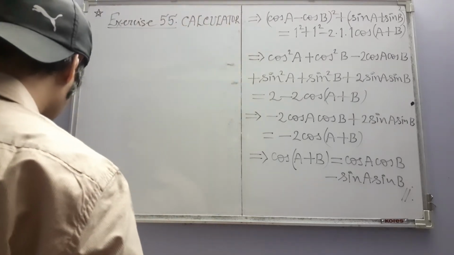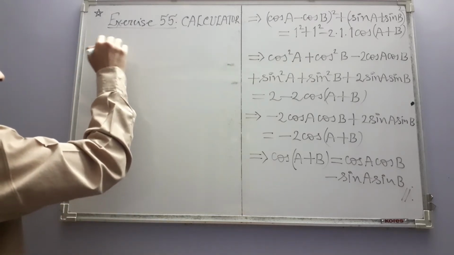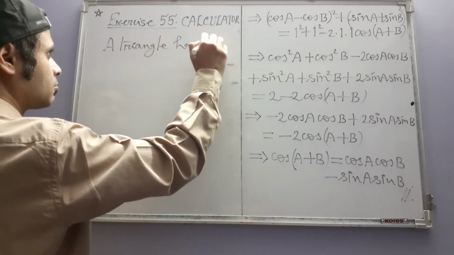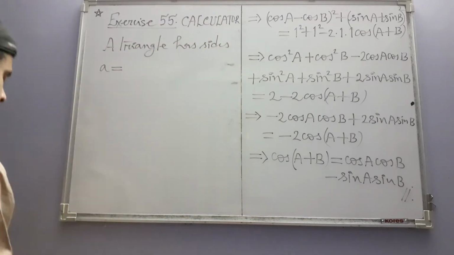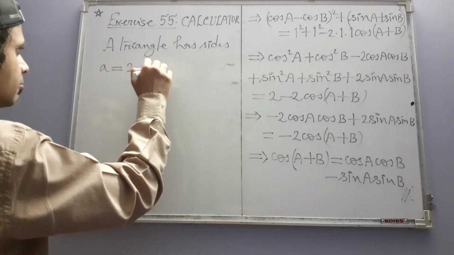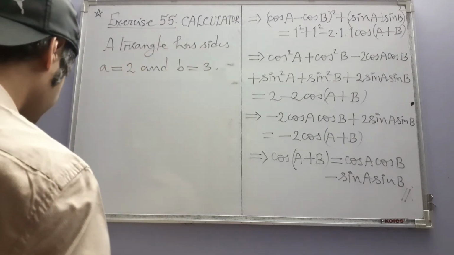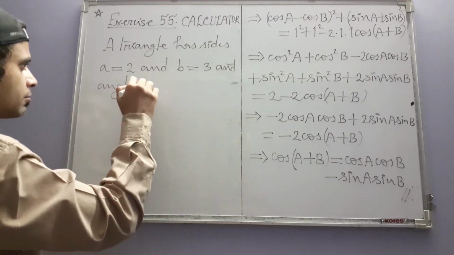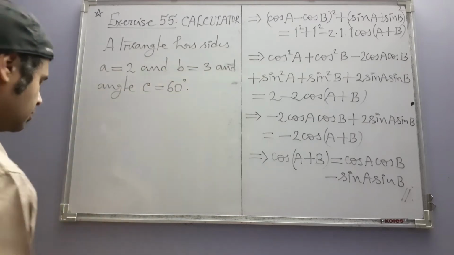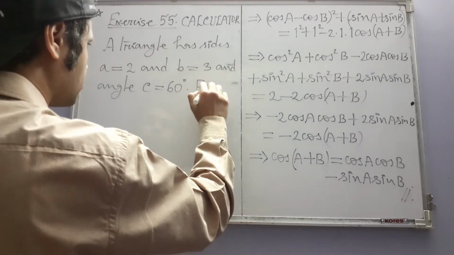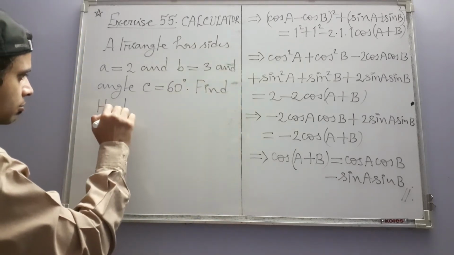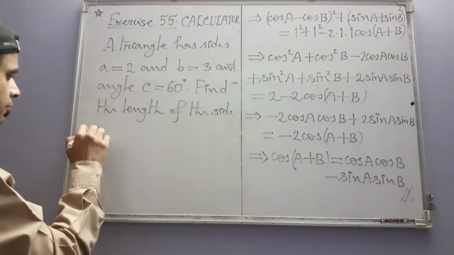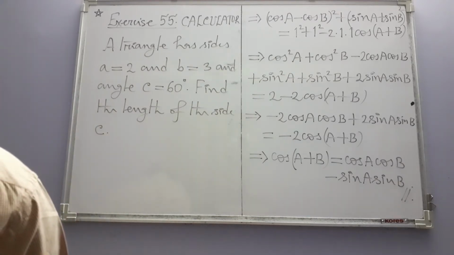A triangle has sides a equal to 2 and b equal to 3, and angle C equal to 60 degrees. Find the length of the sides.